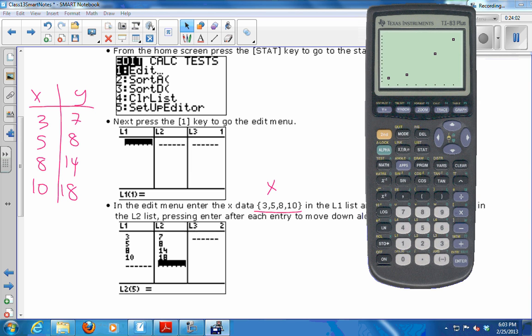Okay, so we have entered the data. We've looked at the scatter plot. The next thing we want to do is find an equation of the best fit line. So quit out of here. So we're in the home screen.